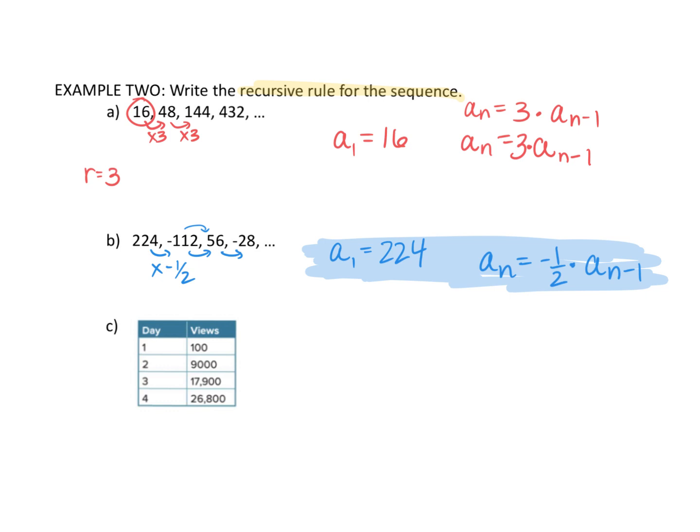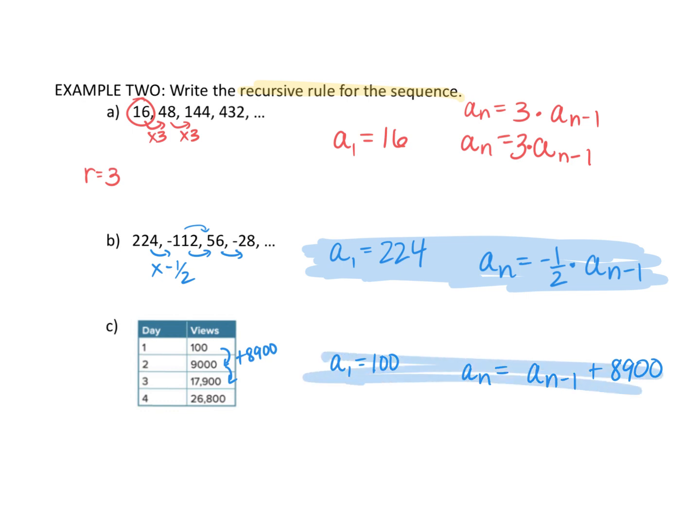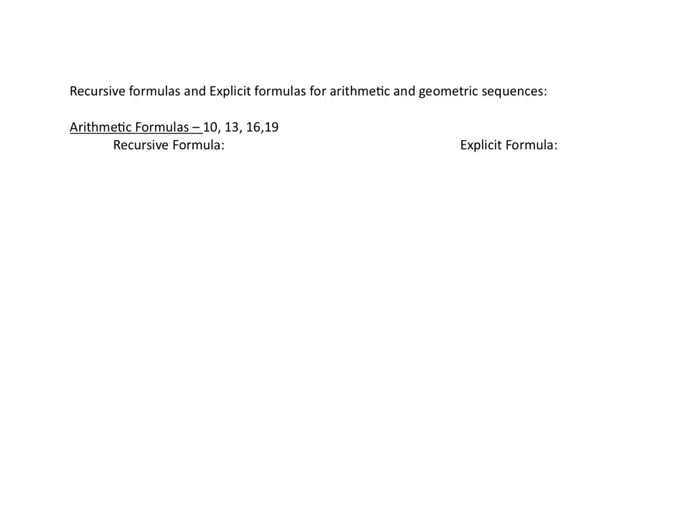Okay, and then why don't you pause the video and try the third one. So on the third one, you should have found the pattern was adding 8,900 each time. So this one's an arithmetic sequence. If I'm going to write the rule, you start out the same way. I'm going to say the first term is 100. Then to find any other term or the next term, I'm going to take the term before, using that notation, and add 8,900 to it. Again, this whole thing here is your recursive formula.